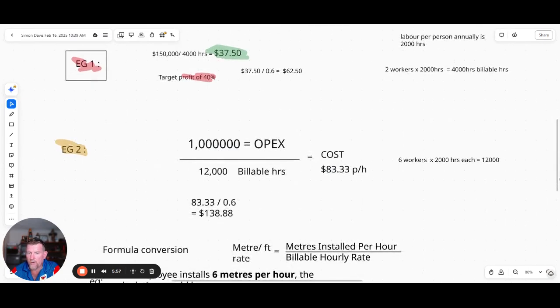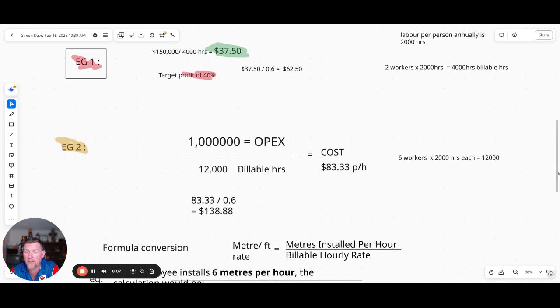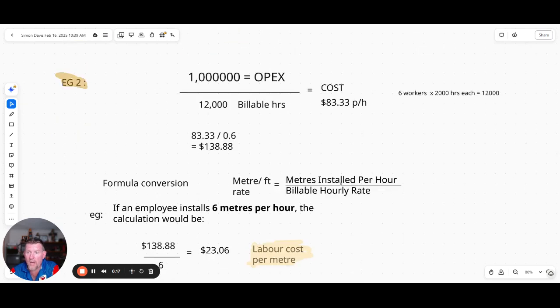Then what I want to do is turn this $138.88 into a meter rate or a foot rate. As I said at the start, a lot of us charge by the lineal meter. The formula for this is your meters installed per hour divided by your billable hourly rate. Now, again, this is a little bit of a guesstimate because the formula is right, but it's a guesstimate of what each employee can do per hour.